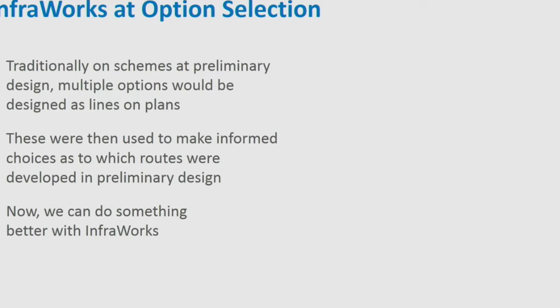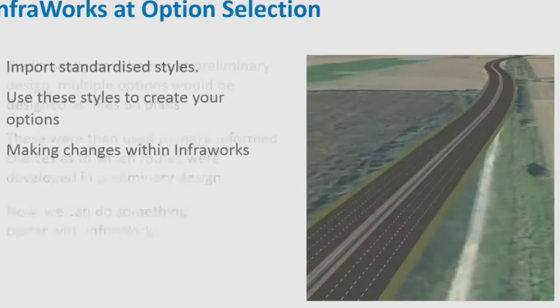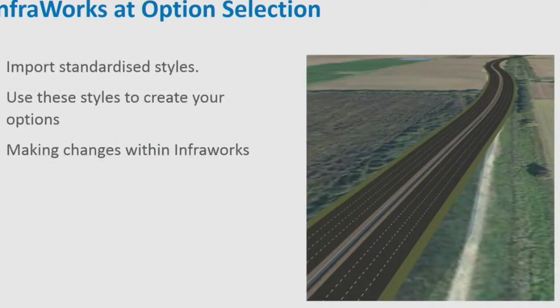But with InfraWorks, we can now do something that's a bit better. So we create and import standardised styles. I'm not going to show that today because there are plenty of tutorials online that Autodesk have done themselves. And then using those styles, we can create options similar to the one that you see on the image. And then any changes we want to make, if we want to change the option, where it goes, the start and end, we can do that within InfraWorks itself.